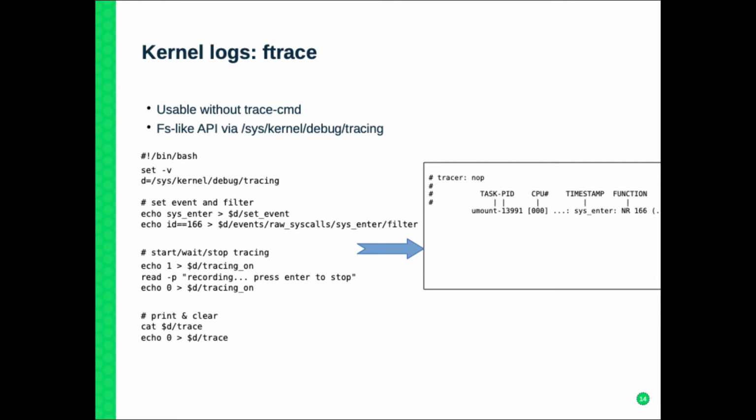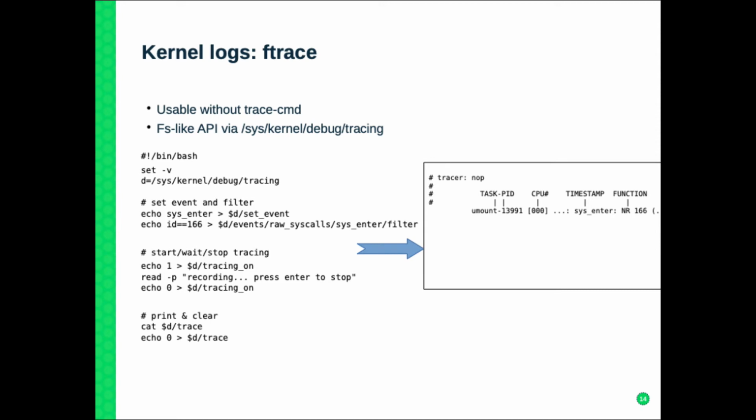Filters go through the subdirectories, so everything is a pseudo file there, and this is how you interact with the API. When you want to start the tracing, you just echo 1 in this file, and when you want to stop, you echo 0. And then to print the listing, which is here, you just cat this trace file. So it's very simple. And this echo 0 basically clears out the trace.